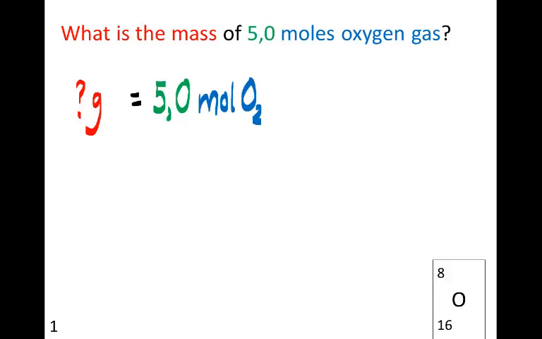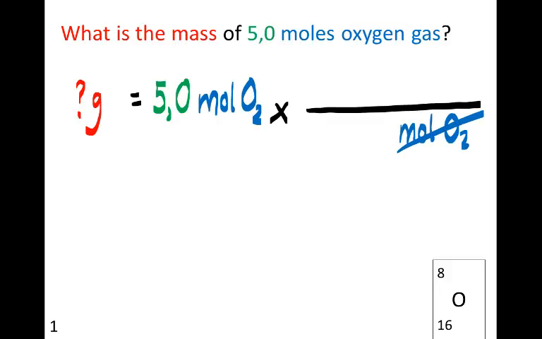Oxygen gas is O2, not just O. And it's not just O2, it's moles of O2. So we need to multiply this by a conversion factor which has moles of O2 at the bottom to cancel out the given unit, and grams at the top to introduce the required unit.